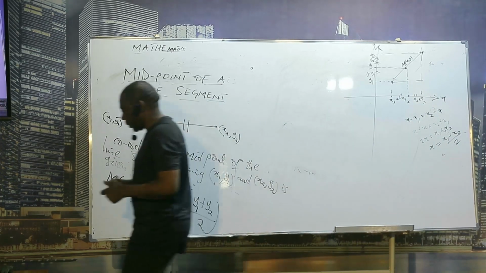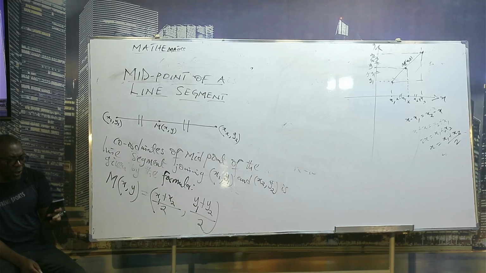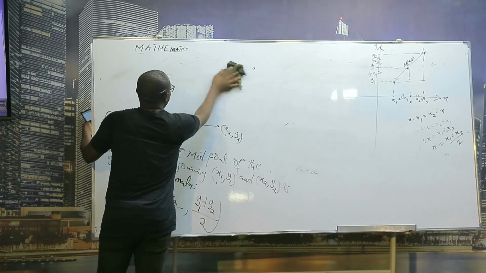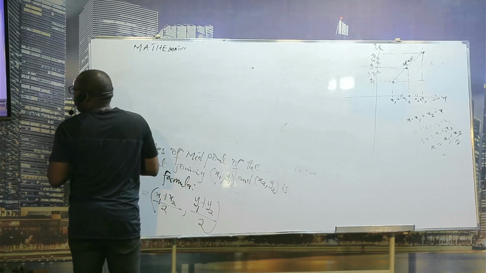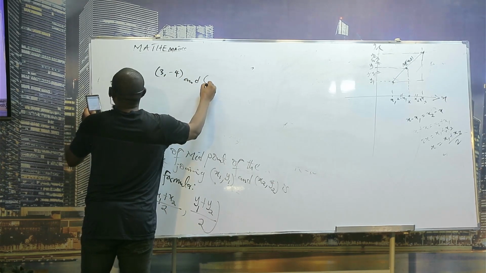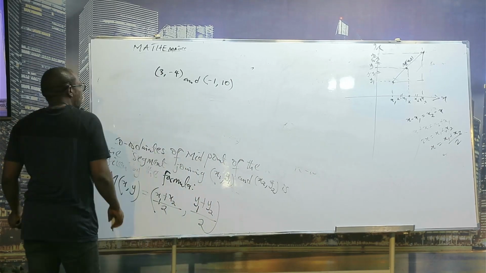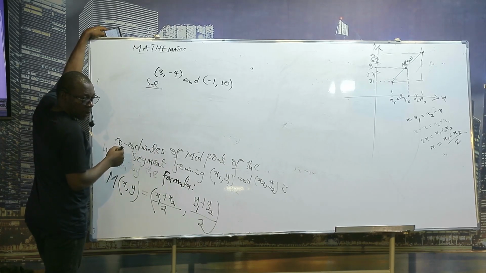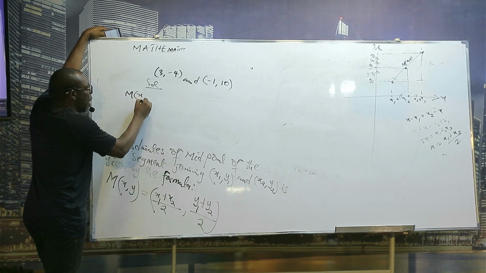Let's go. Problems. Find the coordinates of the midpoint of the line joining 3 comma minus 4 and minus 1 comma 10. The midpoint M is X comma Y.